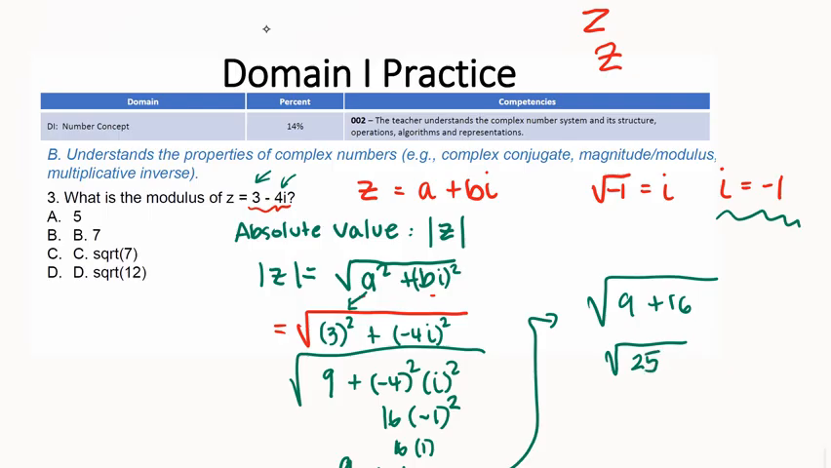But they said square root, because this is a square root. So what do you think is my answer here? 5. The answer is 5. That's my answer. What's the answer, A, B, C, or D? Tell me. A. A is the answer.